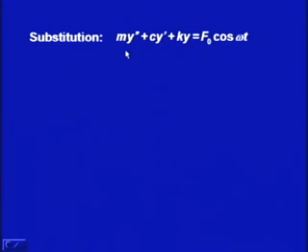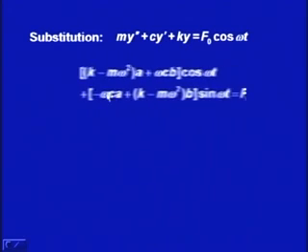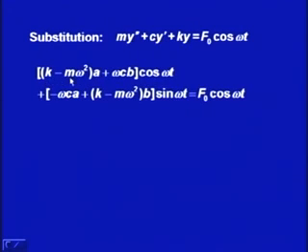The equation is my double dash plus cy dash plus ky is equal to f naught cos omega t. When I am substituting those yp, yp dash and yp double dash, we would get the equation of the form k minus m omega square a plus omega c b, and this whole is multiplied by cos omega t, and then we have sin omega t and its coefficient as minus omega c a plus k minus m omega square times b, which is equal to f naught cos omega t.